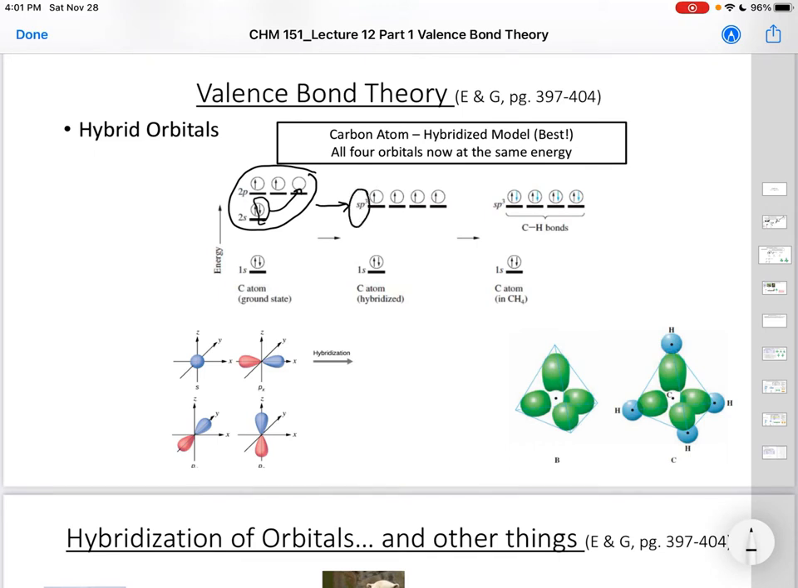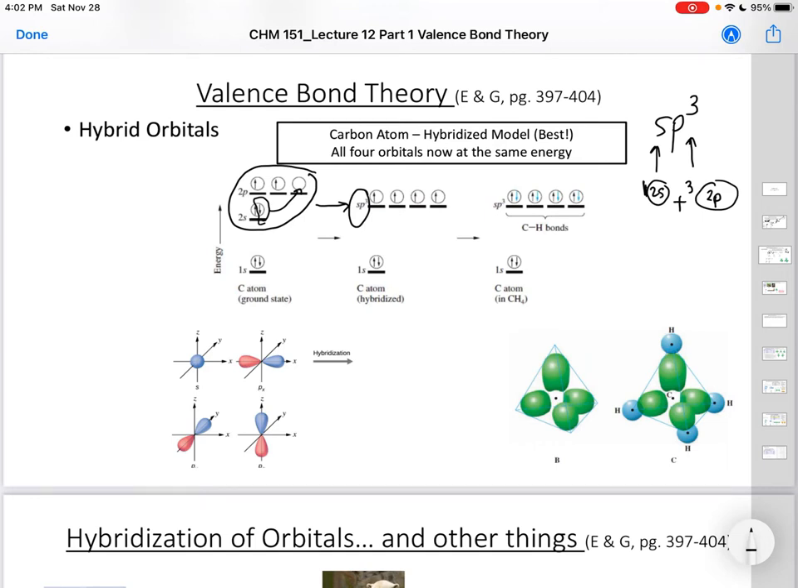Notice this terminology here. sp3 meaning you're taking 1 of the 2s orbitals, and you're taking 3 of the 2p orbitals, 2px, 2py, 2pz, and you're mixing them together. You should come out with 4 new orbitals, which we're going to talk about what it looks like in just a second, but you have 4 new orbitals and they're all at the same energy. The fact that they're at the same energy means that the bond length should be fairly similar.